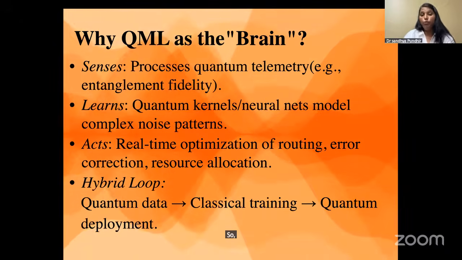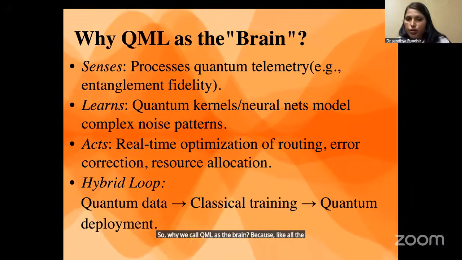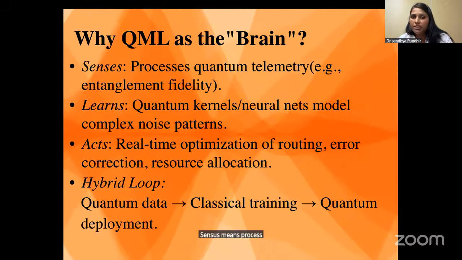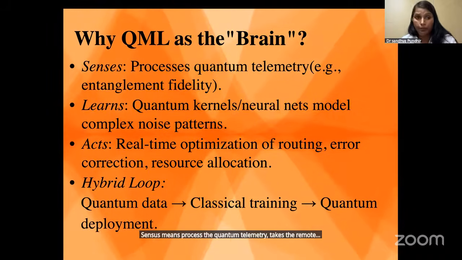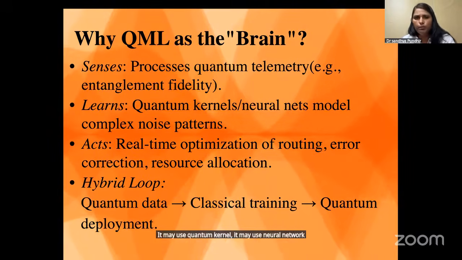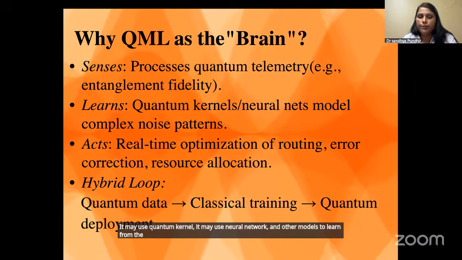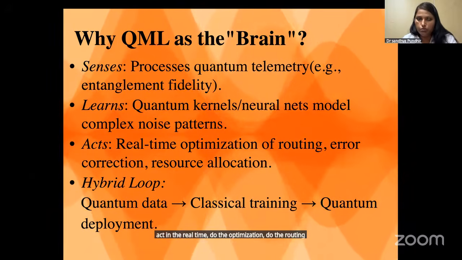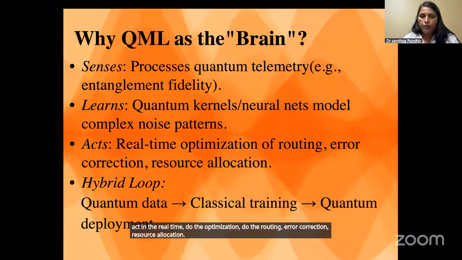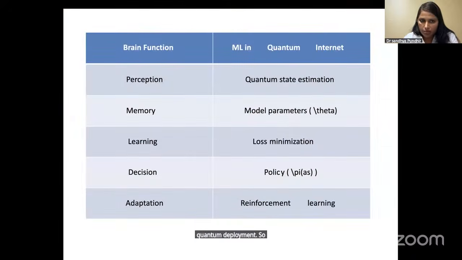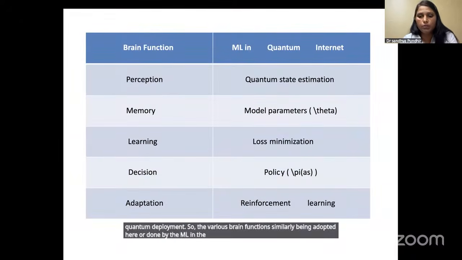So why do we call QML the brain? Because like all the functionality of the brain, it senses, meaning it processes quantum telemetry, takes remote data, and learns. It may use quantum kernels, neural networks and other models to learn from complex noise patterns, and act in real time, doing optimization, routing, error correction and resource allocation. A loop can be there, where you have quantum data, then classical training and quantum deployment. So the various brain functions are similarly adopted or done by ML in the quantum internet.